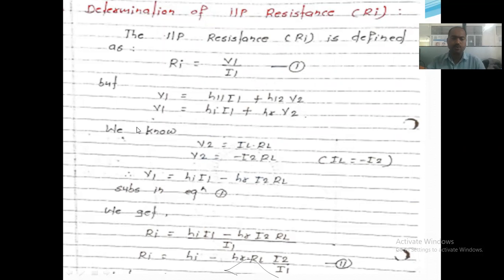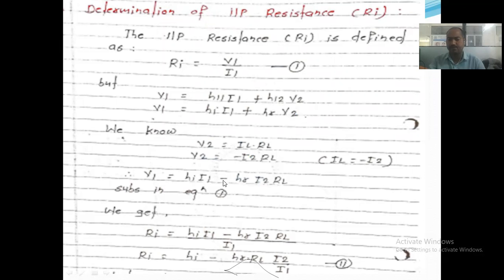Okay, so we know another thing, that V2 equal to IL into RL. Okay, IL indicates minus of I2. We have seen that already, minus I2. So V2 equal to minus I2 into RL. So for that, we write the V1 equation as it is. V1 is equal to Hi into I1 plus Hr into V2. V2 indicates minus of I2 RL. That's why here we write a minus, right?